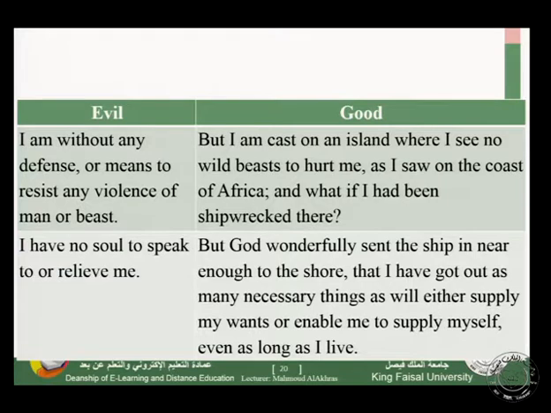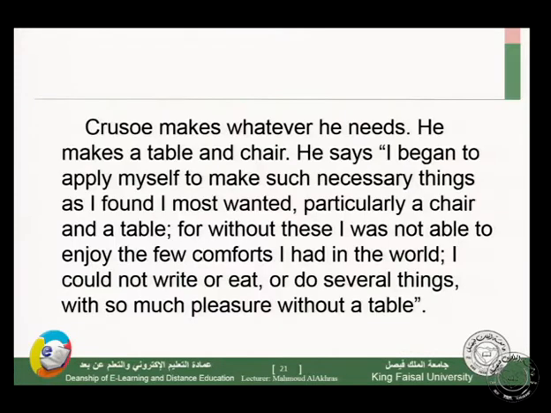Okay, let's go on. Crusoe makes whatever he needs. He makes a table and chair. Whatever he needs, he can manage to make it. He says, I began to apply myself to make such necessary things as I found I most wanted, particularly a chair and a table, for without these I was not able to enjoy the few comforts I had in the world.